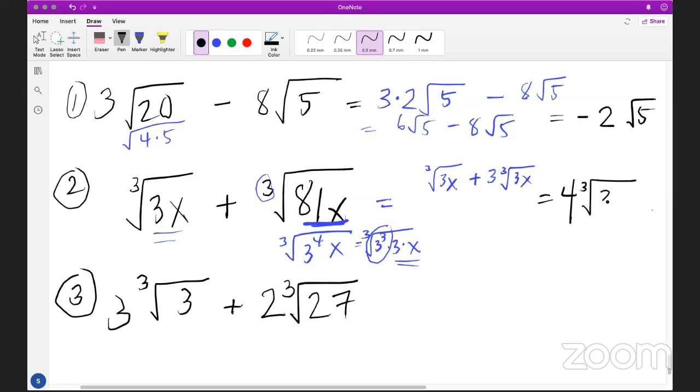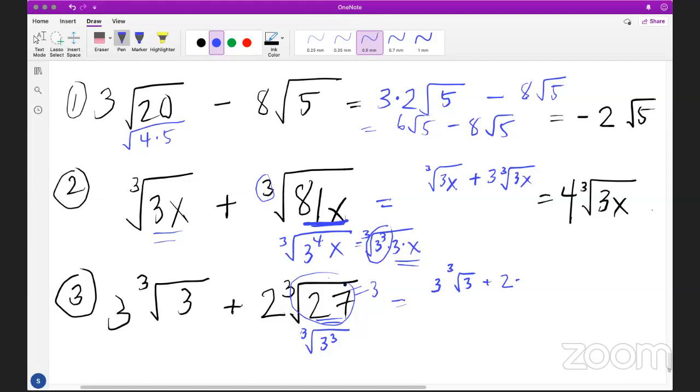How about this one? Ito, pwede natin siya i-simplify. Itong nasa loob, this is equal to 3 cube. So cube root of 3 cube, that's equal to 3. So ito, magiging equal to 3 lang. You will have 3 plus 2 times, this one is equal to 3.